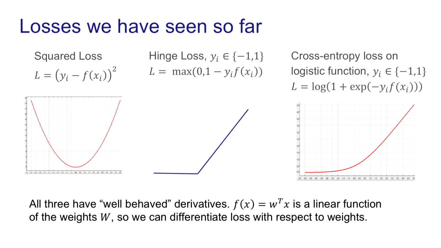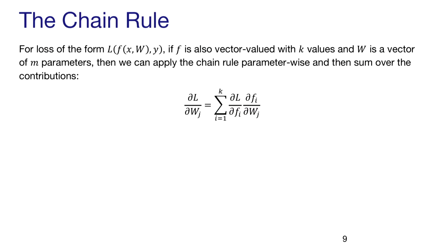And then cross-entropy loss applied to a logistic function turns out to have this smoothed hinge shape, which is even better and nicer than the hinge loss. So we have basically typically quite nicely behaved functions in terms of taking derivatives. So we expect this hopefully to work well.